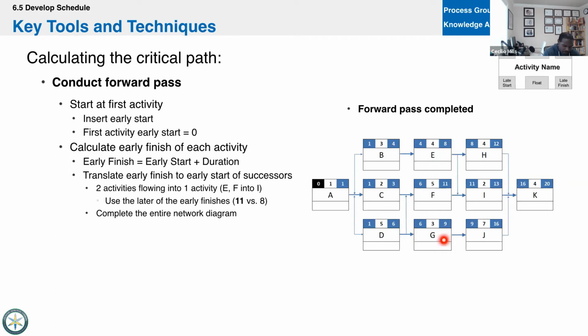And now that we're done with this column, we need to do the forward pass again, and pass to the next one. So H. How many predecessors does activity H have? 1, is it 2? Just 1? I see 2.